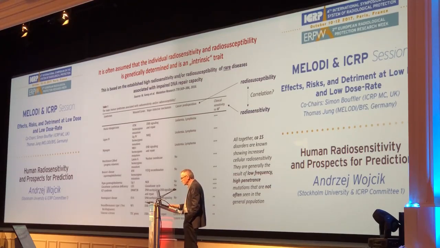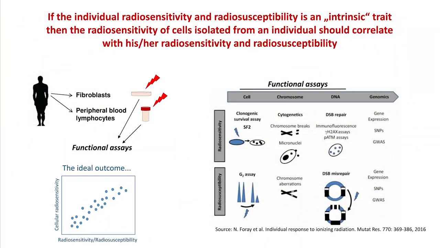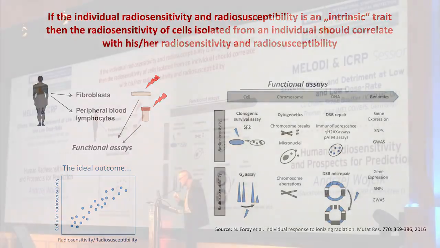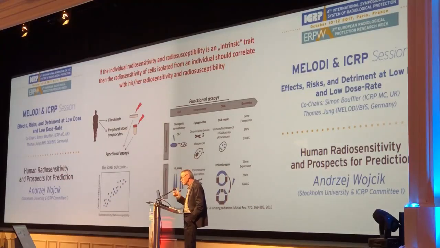Okay, and now if we assume that we are intrinsically radiosensitive or intrinsically radiosusceptible, then we can take tissue samples, let's say peripheral blood lymphocytes or fibroblasts from a person, and determine the cellular radiosensitivity of these tissue samples.